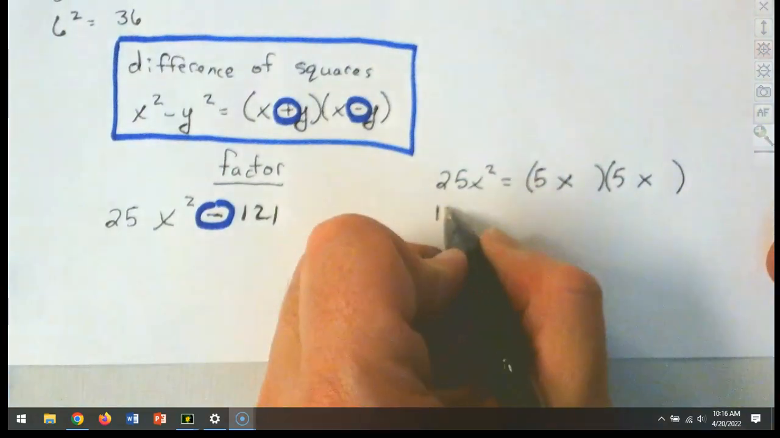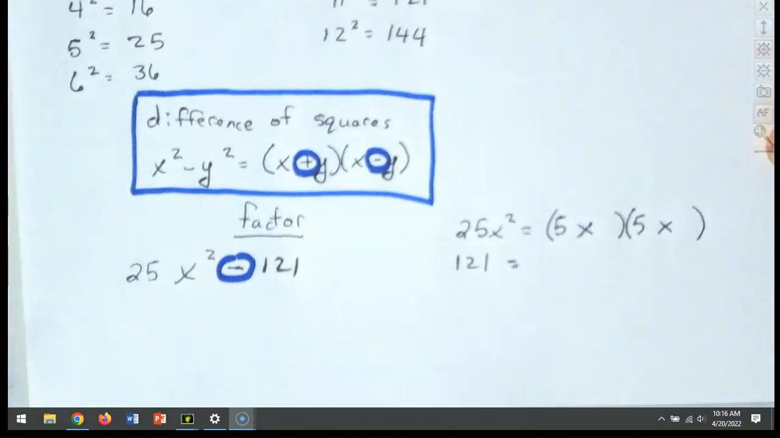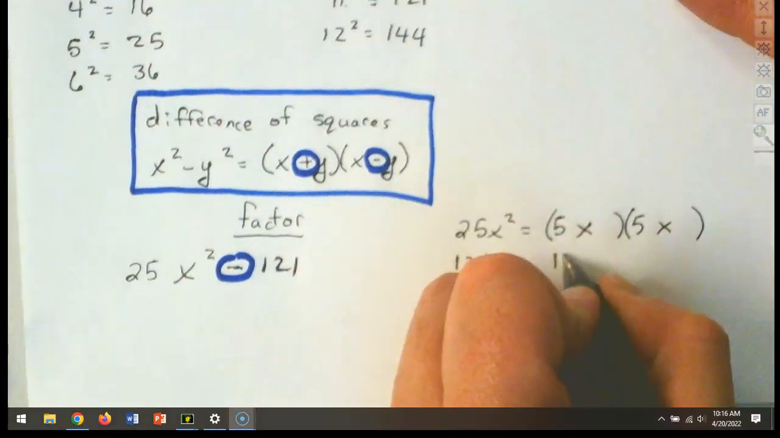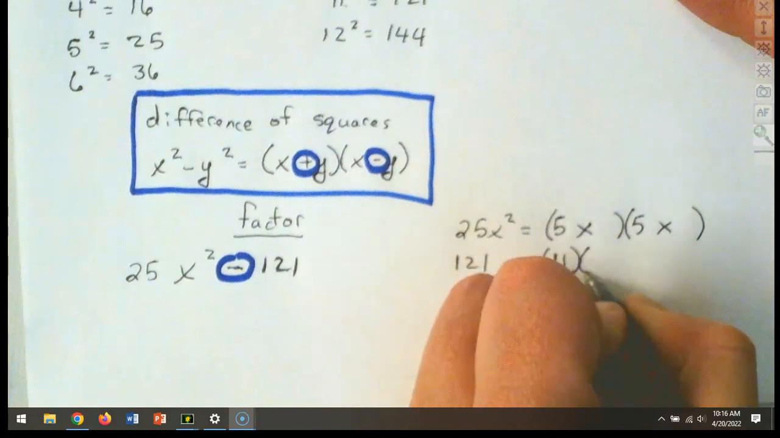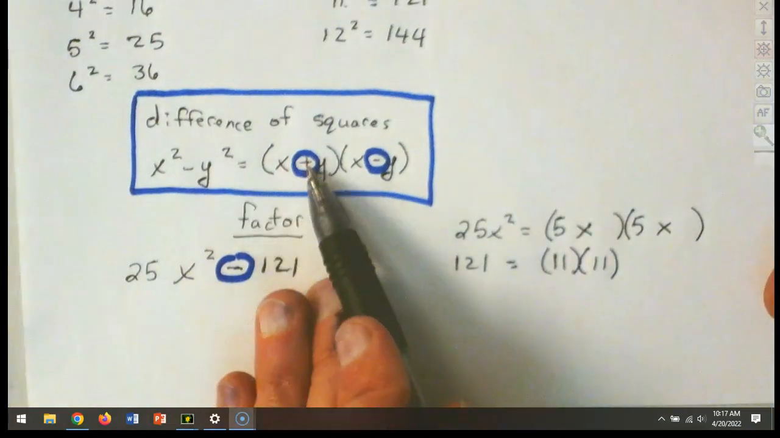And what about the second piece, 121? Is that a perfect square? Yep. It's a perfect square of 11. So that's 11 times 11. Now, these are our numbers, and this is all there is on these. These are our numbers. Now, look at how it factors down.